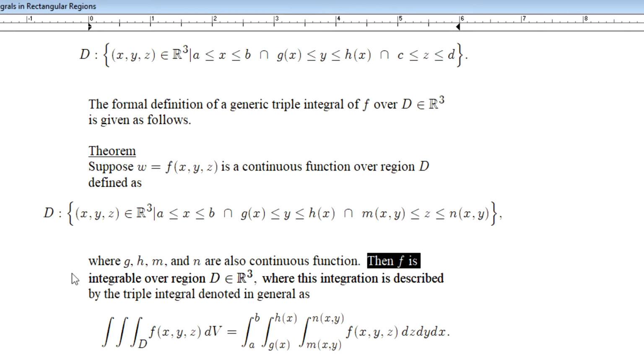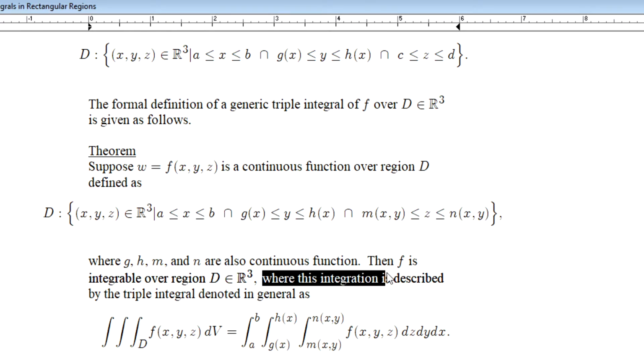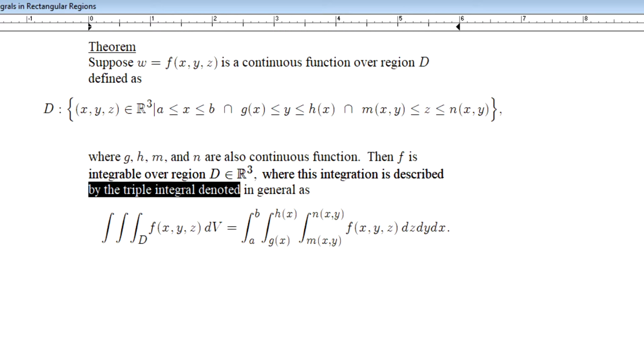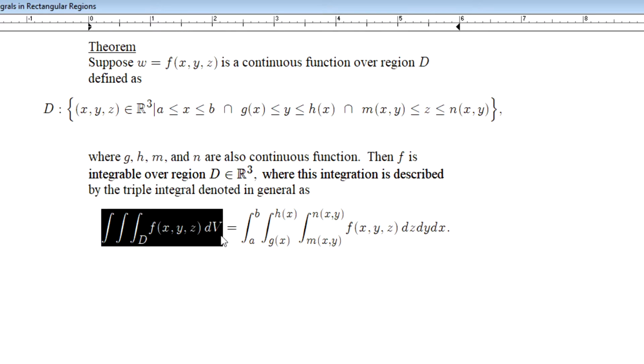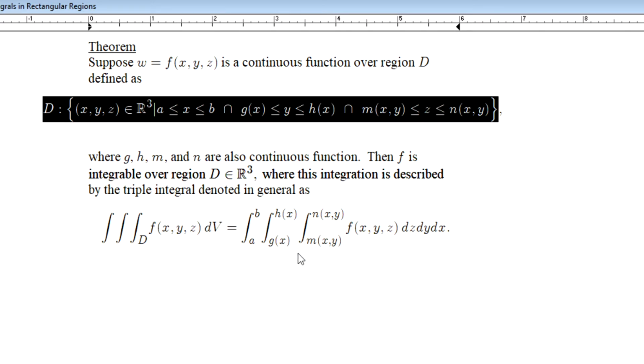So that's our assumption. We start with that setup. Then what is true is that f is going to be integrable over region D, meaning we can integrate it over this 3-dimensional region of space, where this integration is described by the triple integral that we denote down here, right? If I scroll up, bringing that triple integral into view, we have the triple integral occurring over region D, applied to function f with respect to the volume of D. What we will note here in a moment is that V represents volume, the volume parameter in our 3-dimensional space.